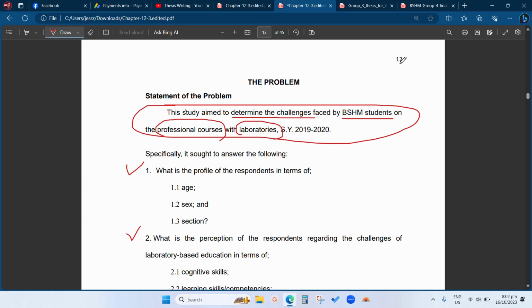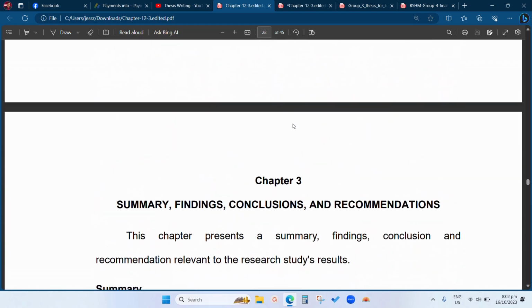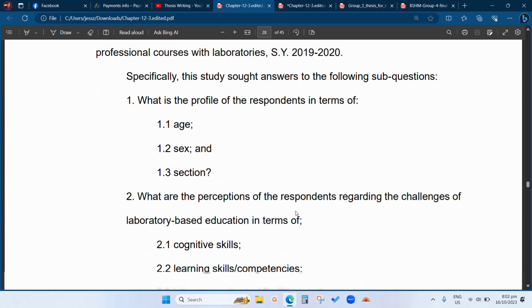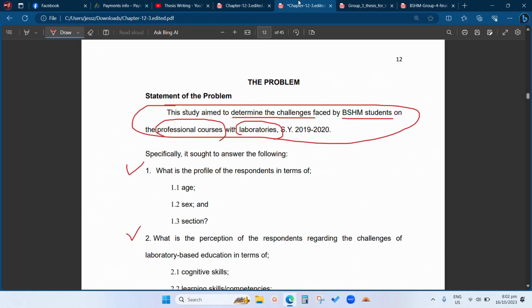So we will proceed to chapter 3. Again, chapter 2 is the analysis and interpretation of your data, and chapter 3 is the summary, findings, conclusions, and recommendations. So again, the conclusion should answer the main problem. What's the main problem or the objective of the study? To determine the challenges faced by the BSHM students on the professional courses with laboratories in the school year 2019-2020.